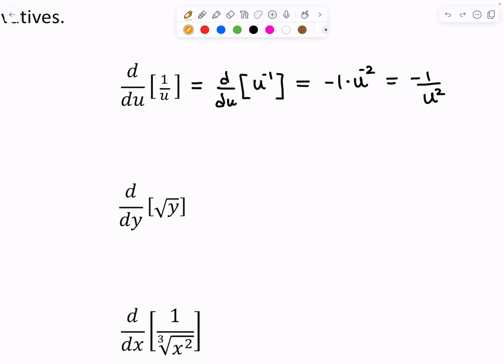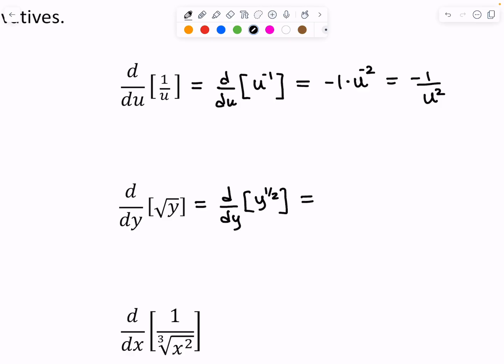Okay, similarly in this example, we have the derivative with respect to y of the square root of y. The trick here will be to express the square root as a power. So I'm going to rewrite this function as y to the 1/2. And I have not yet done a derivative, so I'm going to keep the differential operator d/dy in front of this. And now I'm going to use a derivative rule and calculate the derivative, so I don't need to write the operator in this next step.